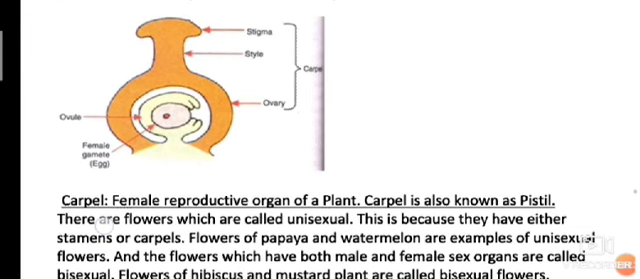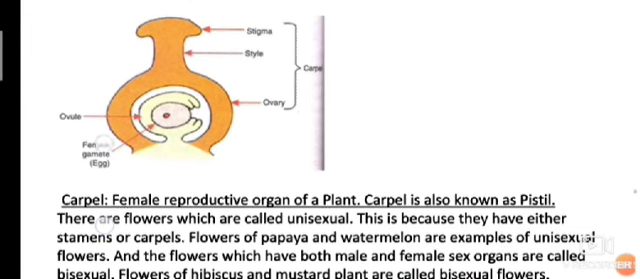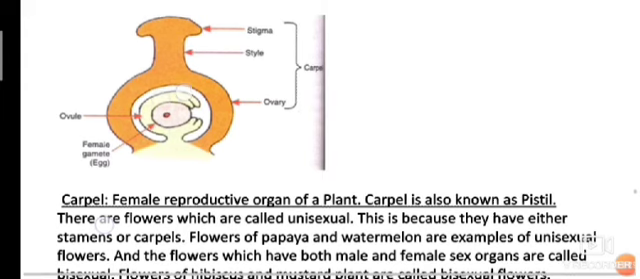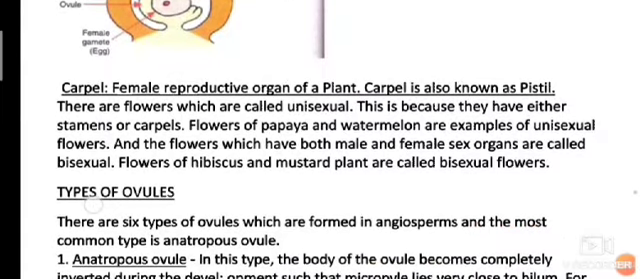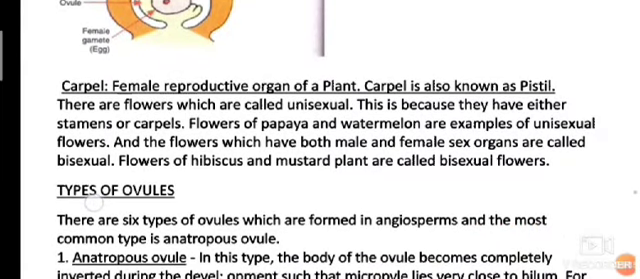The female gamete, called the egg, is at the center. It is covered by the ovule. The carpel is the female reproductive organ of a plant. The carpel is also known as the pistil.